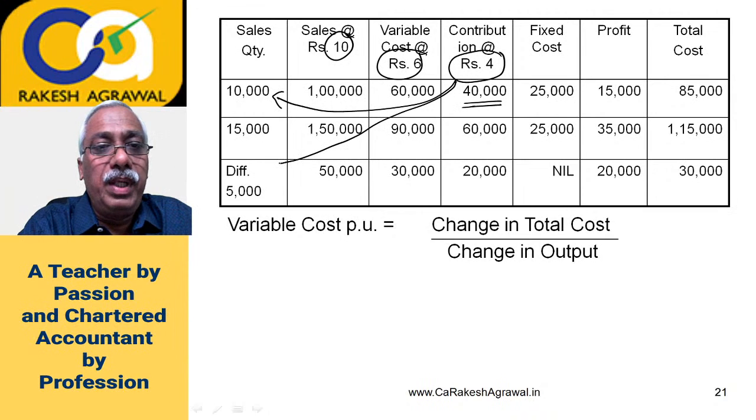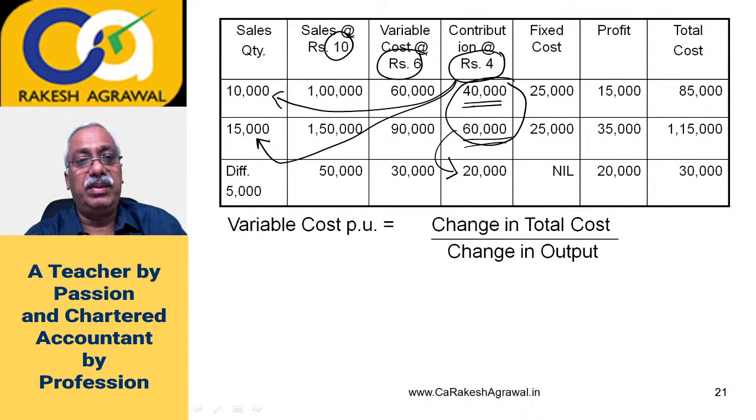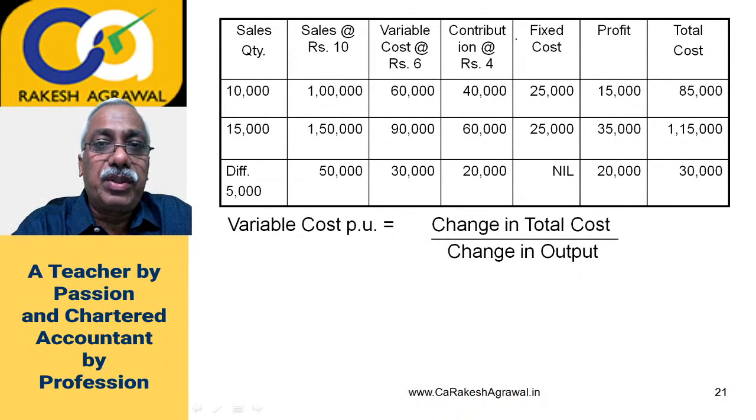And 4 per unit into 15,000 units, my total contribution will be 60,000. And difference in contribution, 40,000 and 60,000, differential contribution is 20,000. So the last row is the difference between row 1 and row 2. Now, let's go to fixed cost.